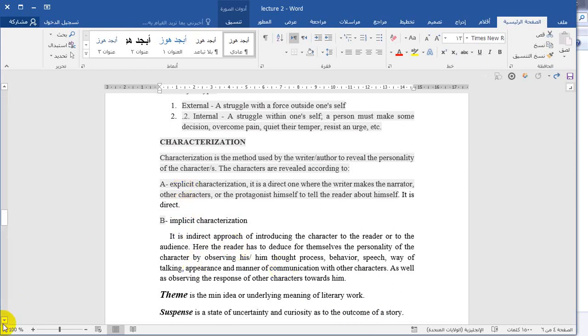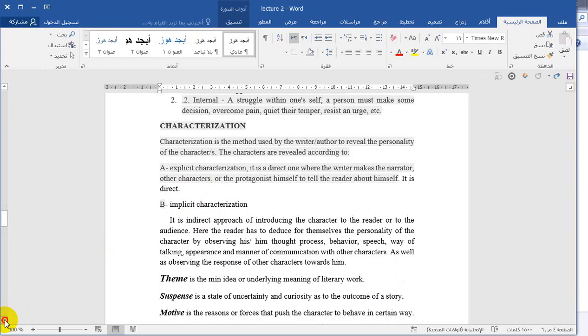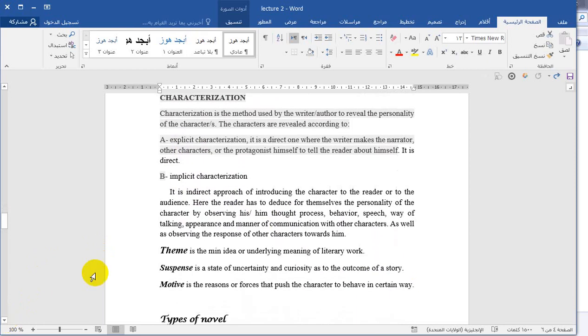The other element is the theme. Of course, this word is going to be repeated so many times in this course. The theme is the main idea or underlying meaning of a literary work. It is the main idea that the writer wants to discuss in the literary work. Sometimes we have one theme, and other times we have 2, 3, 5 and more themes.